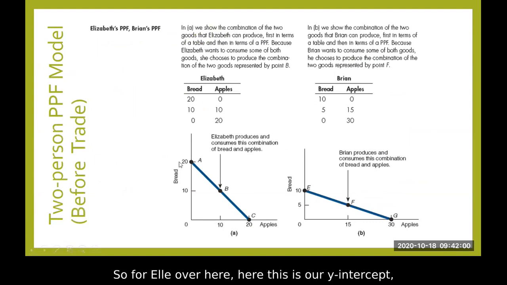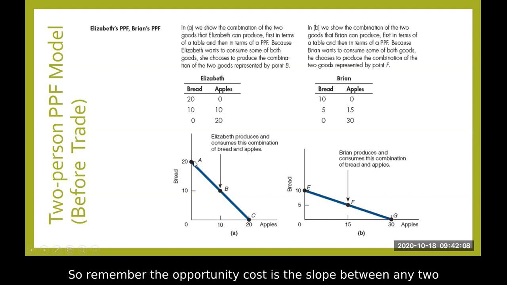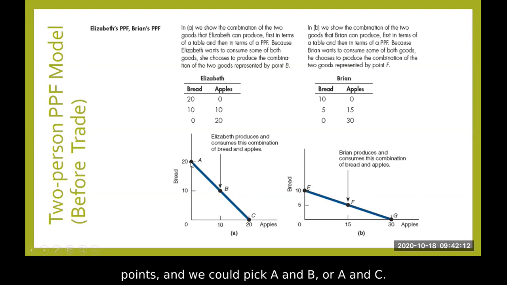So for L over here, this is our y-intercept. This is the x-intercept. So remember that opportunity cost is the slope between any 2 points, and we could pick A and B or A and C. So it doesn't matter which 2 points you pick, it's just the slope between any 2 points. And here it's the same because it's linear.